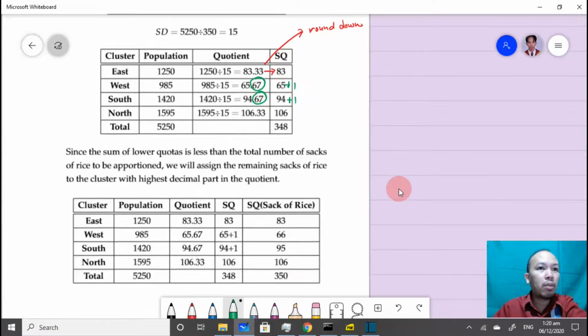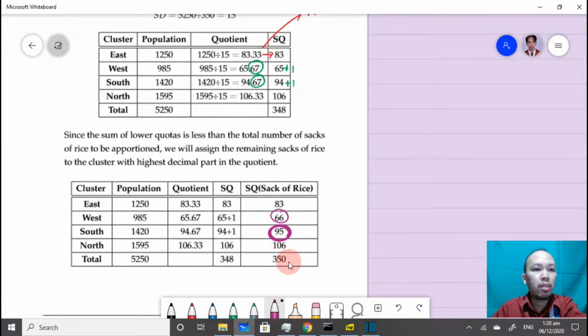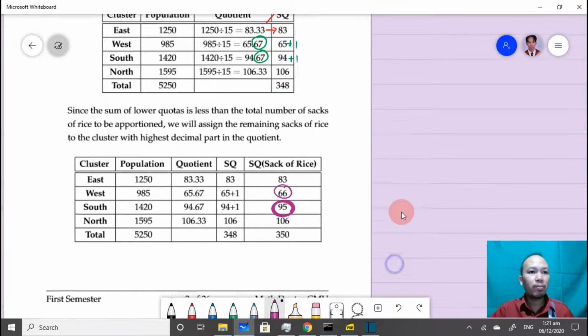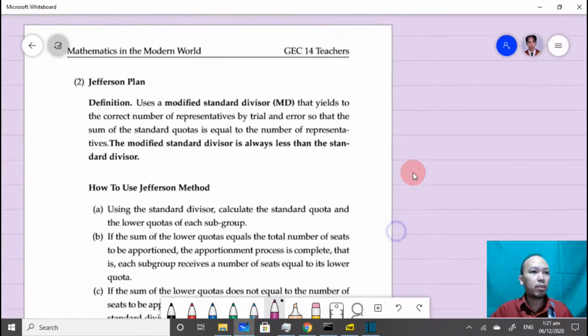the new table now will be this one. Okay, this table here. As you can see, we have 66 here. Let's use another color: this one we have 66, and this one is 95. The total number to be apportioned must be the same as that of the given. So we have 350. So that's the Hamilton plan. For the next plan or method, we have the Jefferson plan.